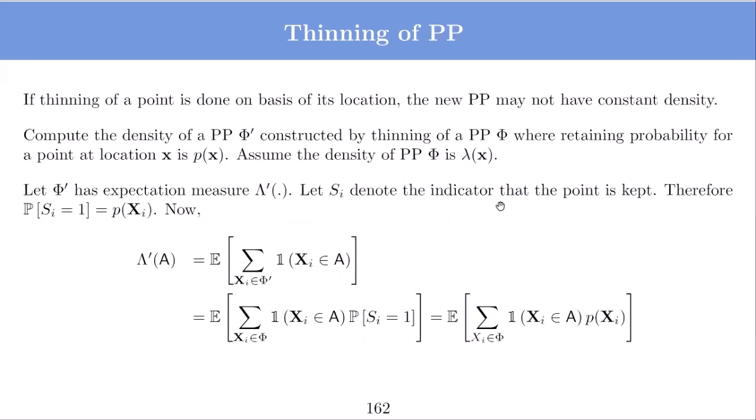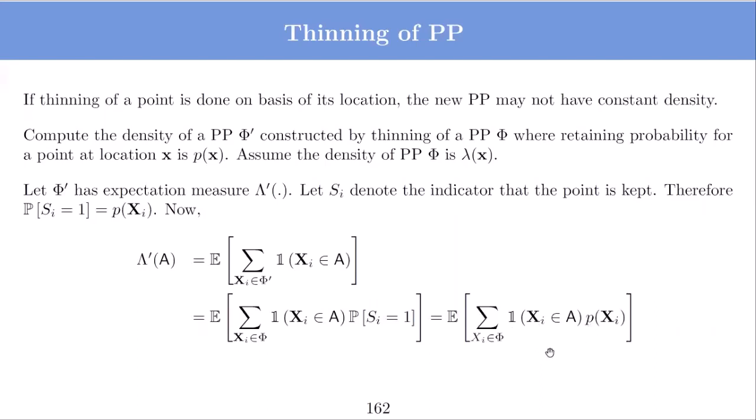Let S_i denote the indicator that the point is kept. Then the probability that S_i is equal to 1 is p(x_i), which depends on the location of the point. Now lambda dash(A) is the expectation of the summation over all points of the indicator that xi belongs to A, and I convert it to a summation over all points with this added indicator, which in turn becomes the probability that S_i equals 1. This probability is nothing but p(x_i). So what I get is the summation over all points of the indicator that xi belongs to A times p(x_i).